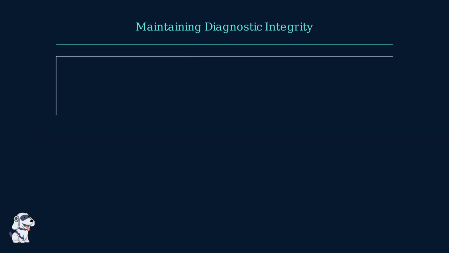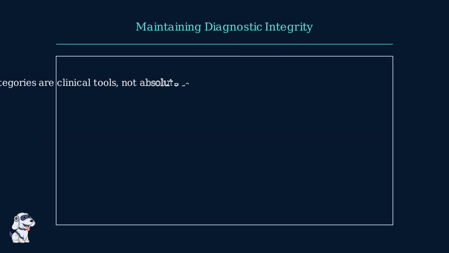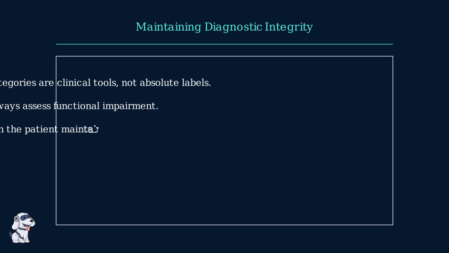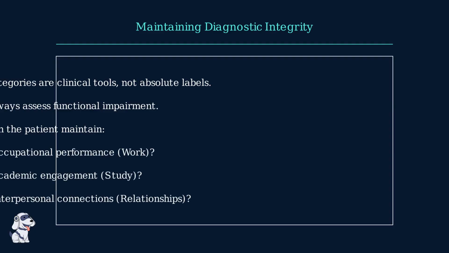Diagnostic integrity requires looking beyond the criteria list. Remember that DSM categories are clinical tools, not absolute definitions of a person. The essential step in any assessment is evaluating functional impairment. Ask yourself, is the patient truly unable to perform key tasks? Specifically, evaluate their ability to hold employment, participate in studies, or maintain meaningful interpersonal relationships. If there is no functional impairment, the diagnosis may be inappropriate.